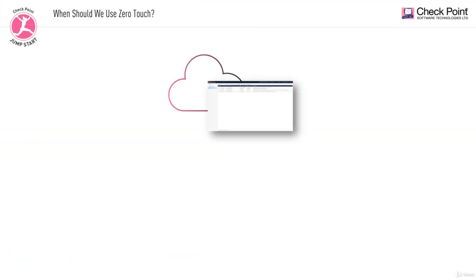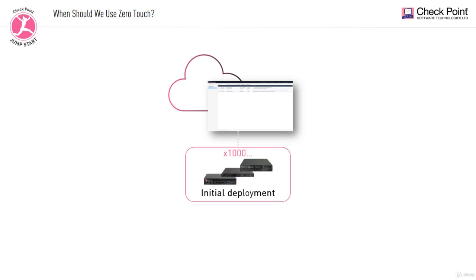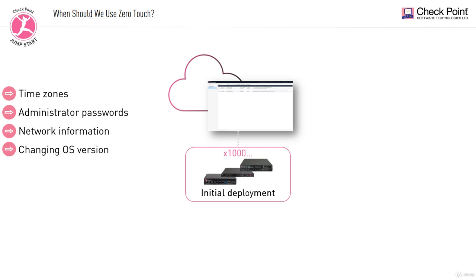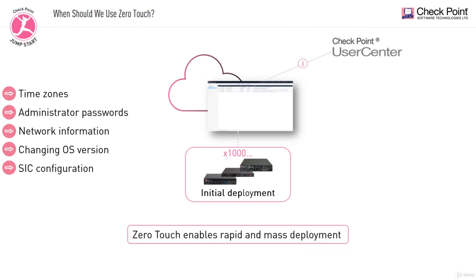The Zero-Touch web portal allows administrators to manage the initial configurations of hundreds, even thousands of Small Office and Gaia gateways with settings from the Zero-Touch Cloud service. These gateway settings include time zones, administrator passwords, network information, changing OS version, and CLI configuration. To retrieve inventory information about the user's account IDs and their purchased gateways, Zero-Touch connects to the Check Point User Center. Ultimately, Zero-Touch enables rapid and mass deployment of settings to remote gateways, saving administrators valuable time.